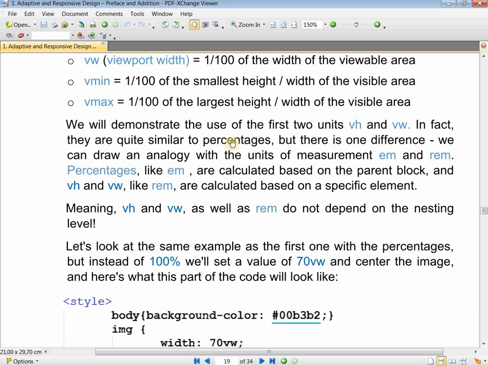They are actually quite similar to percentages, but there is one difference. We can draw an analogy with the em and rem units of measurement. Percentages, as you know, are calculated relative to the parent container, while the new viewport units are calculated based on the viewport itself, meaning they don't depend on the nesting level, which is very important.